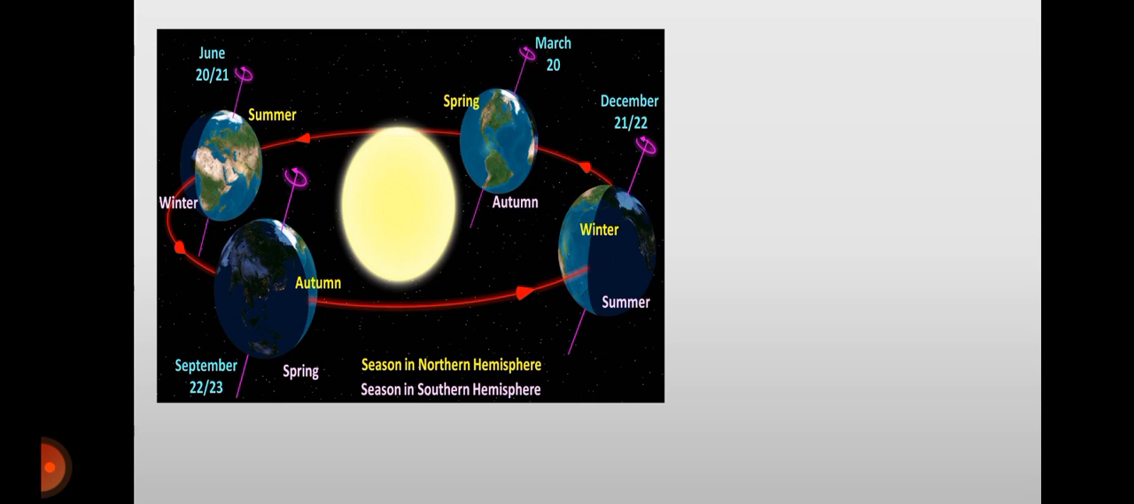Those are the northern hemisphere, which is facing towards the sun and hence experiencing those seasons. And the pink color represents the seasons experienced in the southern hemisphere. So when the northern hemisphere is experiencing winter, the southern hemisphere will experience the opposite or reverse season. So if it is winter in the northern hemisphere, it is summer in the southern hemisphere. If autumn is in the southern hemisphere, spring is in the northern hemisphere.